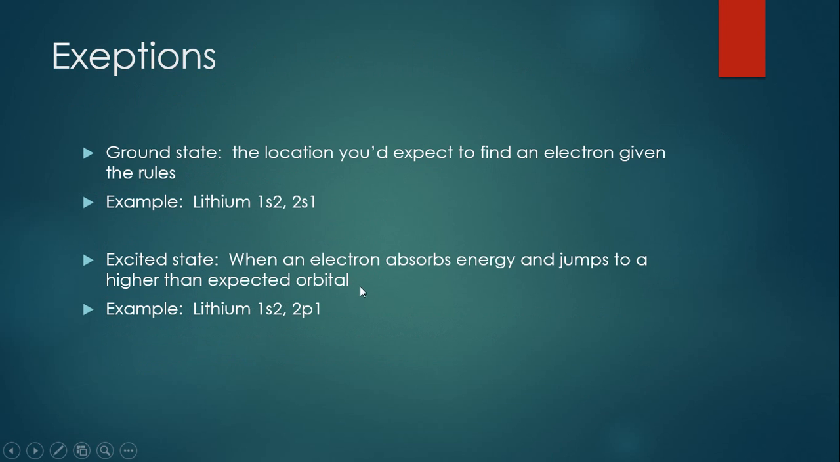Exceptions: ground state and excited state. Ground state is where you'd expect to find it, given the rules. So lithium would be 1s with 2 electrons and 2s with 1 electron.